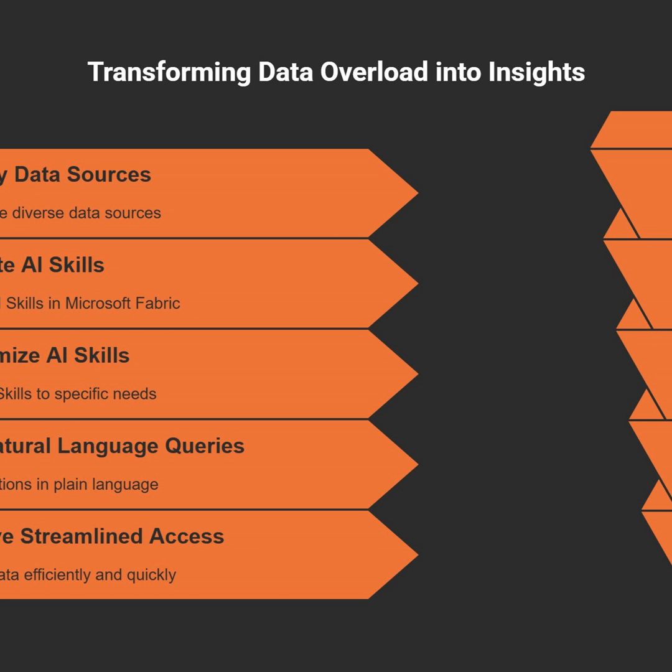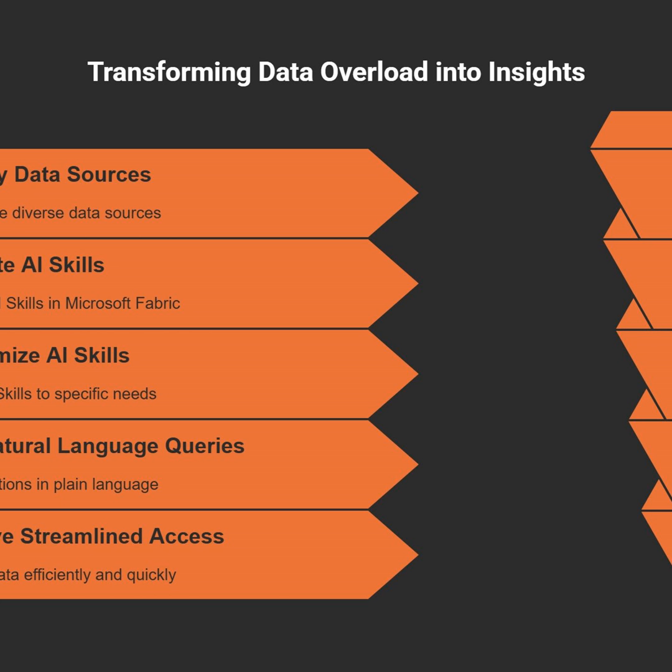However, there are some important limitations to understand. Currently, AI Skills only works with lakehouse and warehouse data sources within the Microsoft Fabric environment. If your data lives in other systems, you'll need to bring it into one of these sources first. This isn't necessarily a problem if you're already consolidating your data in Fabric, but it's something to be aware of if you're working with distributed data sources.